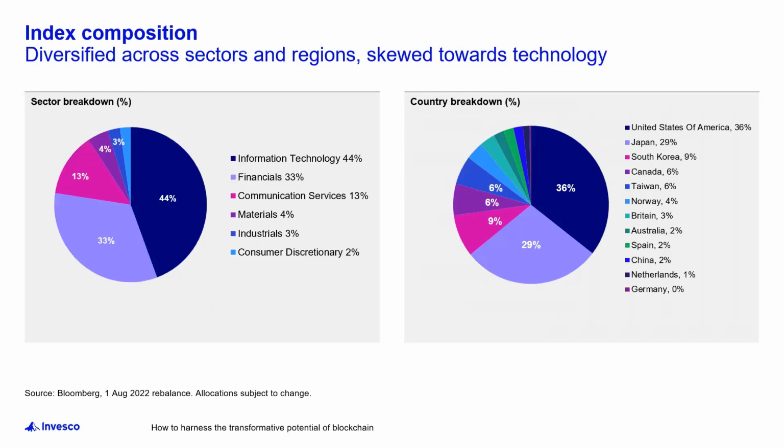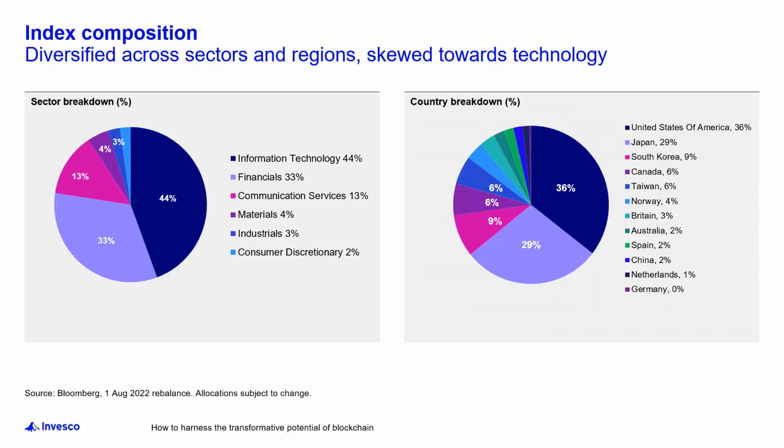Again, in terms of exposure, it's reasonably diversified in terms of sector, dominated by IT and financials, as you'd expect given the use case for blockchain. But there's also a number of companies in communication services, materials, industrials, etc. So it's not purely IT and financials. And from a country perspective, it's a broadly diversified global benchmark that we're offering here.